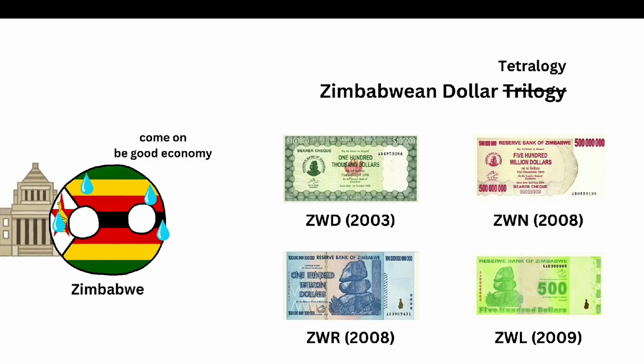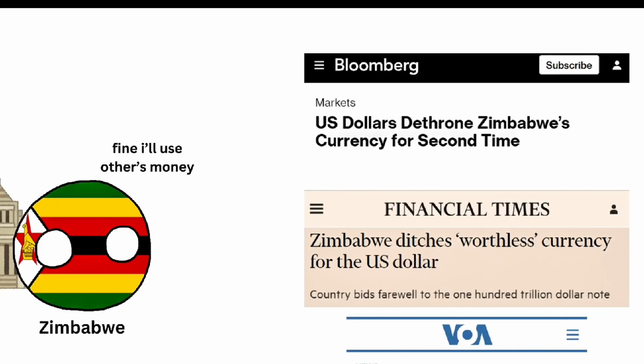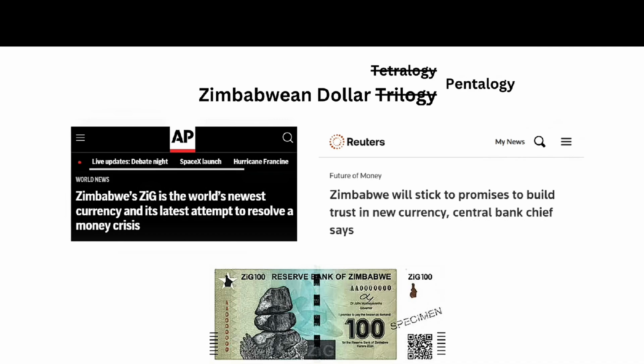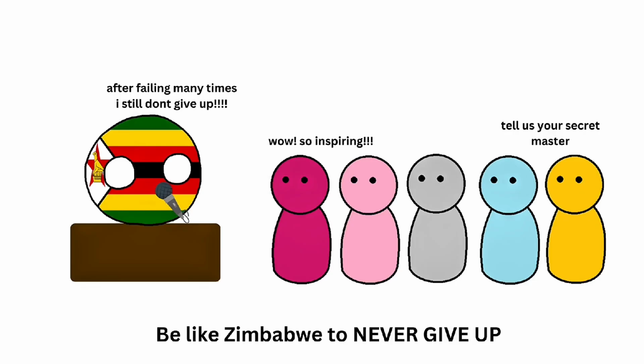The government tried to fix the situation by changing the currency several times, but eventually gave up and started using more stable foreign currencies such as the US dollar and the South African rand. Although the latest news is that Zimbabwe is trying to get its original currency back, so +1 point for never giving up on Zimbabwe.